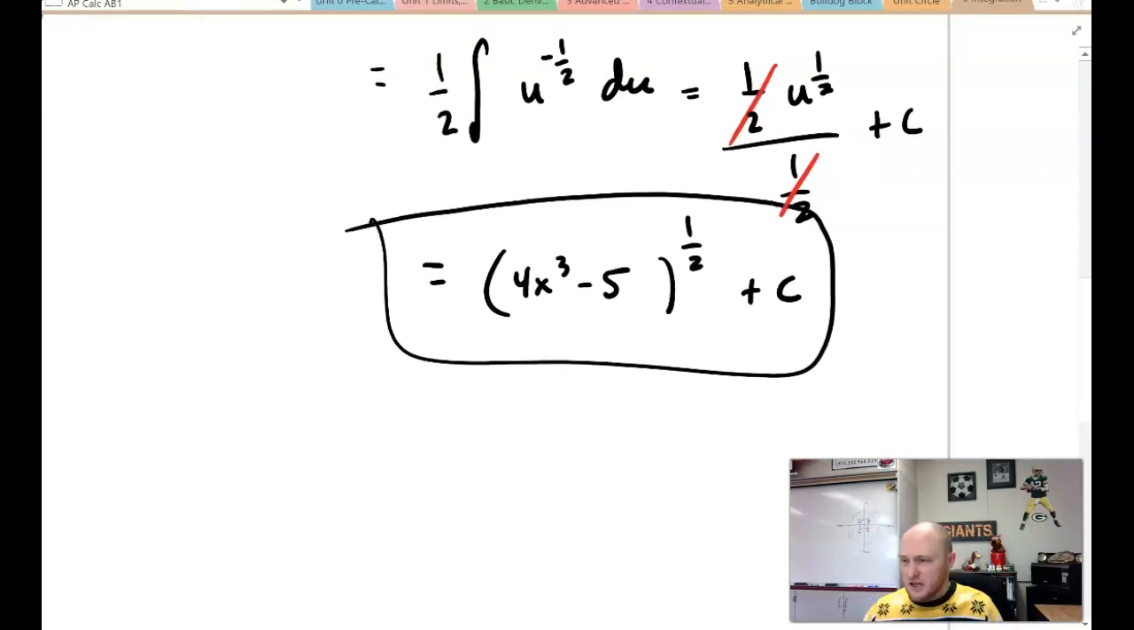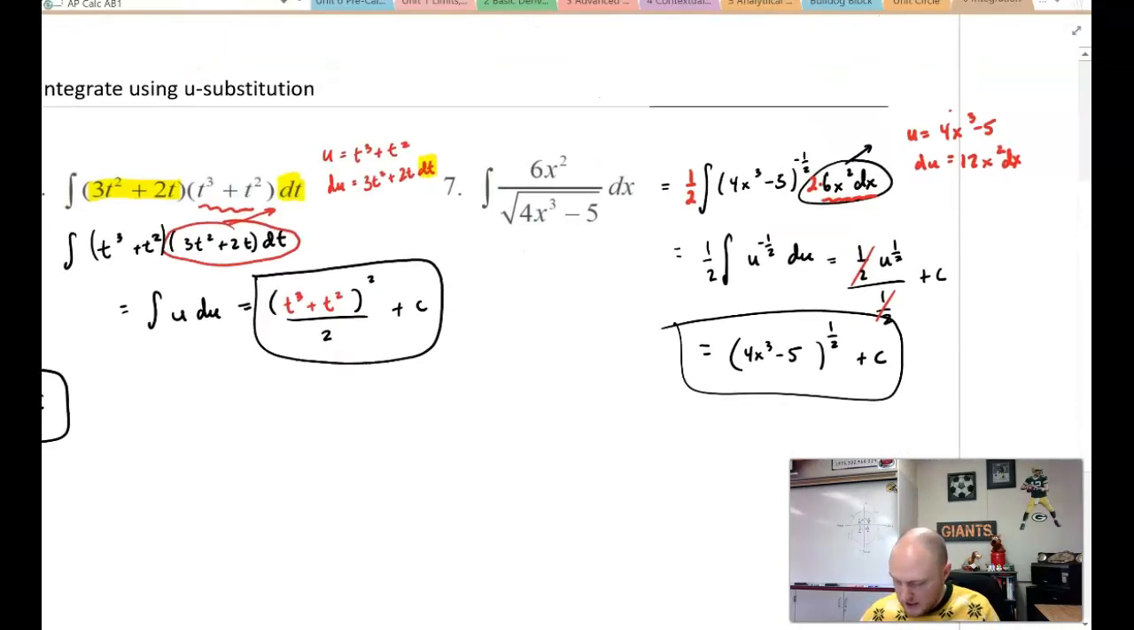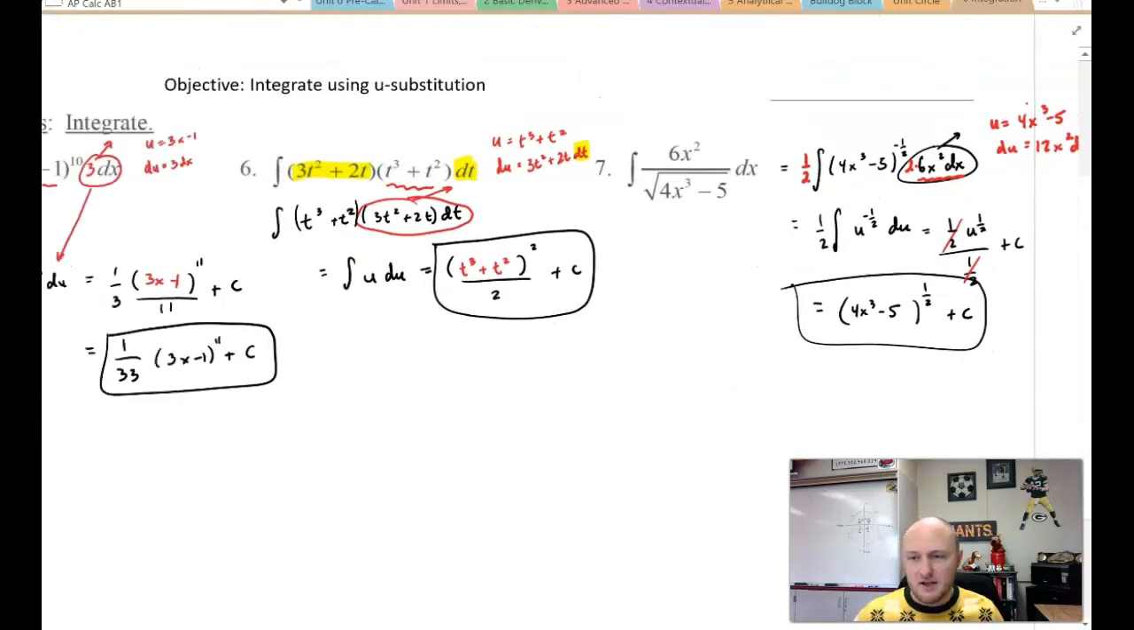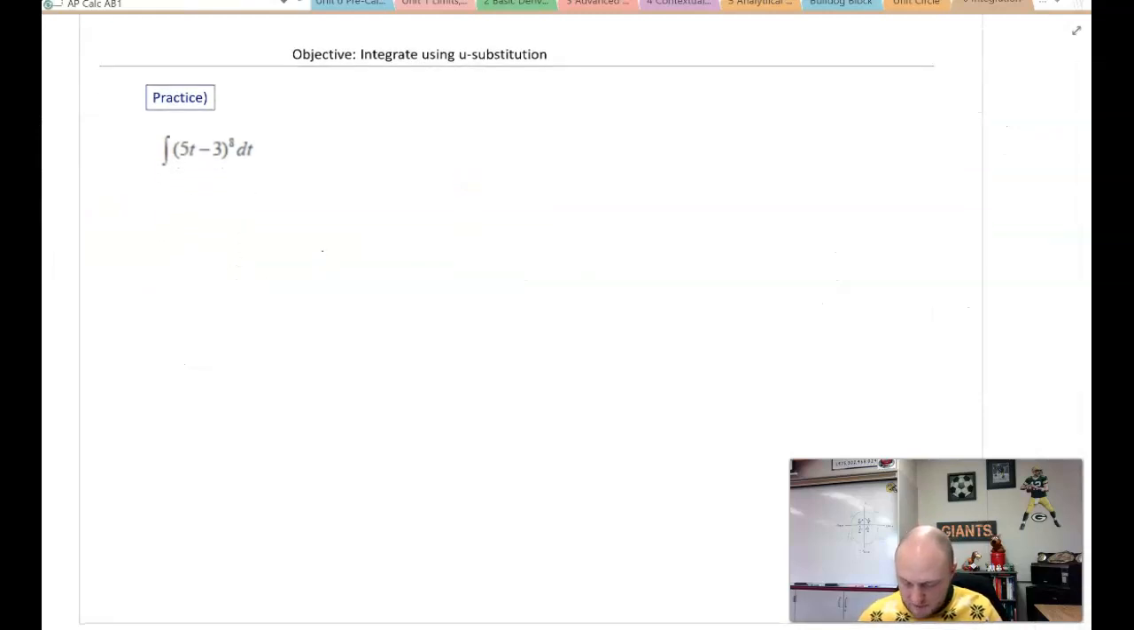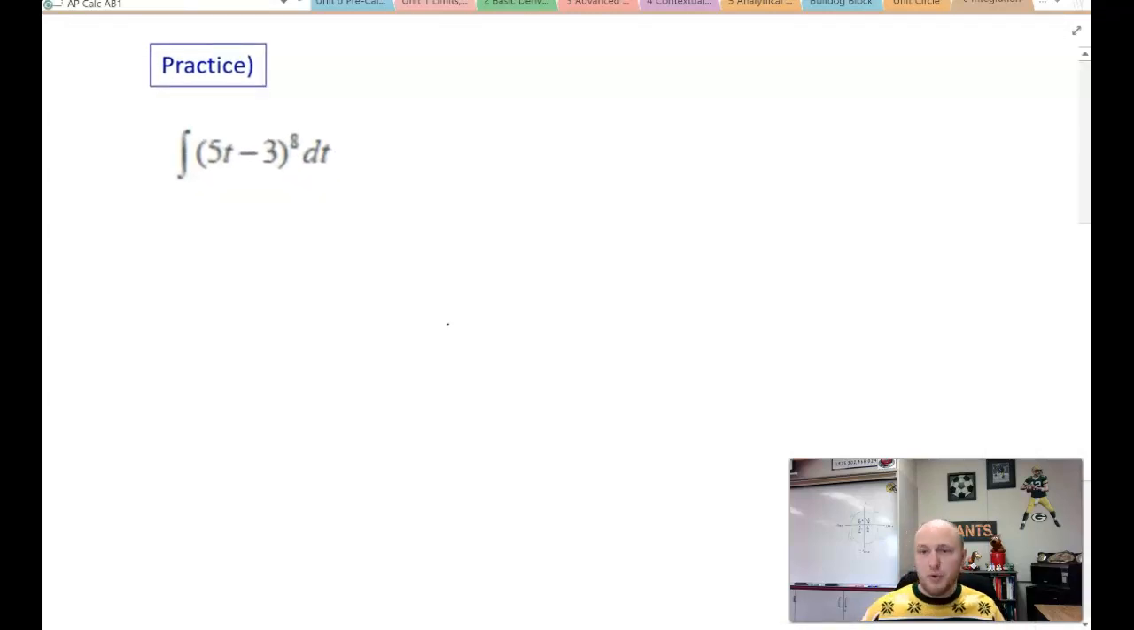All right, let's see if you guys can go ahead and try one of these, if you can recognize the hook-on factors and set this up. Here is your first example. Go ahead, pause the video, try integrating this one.